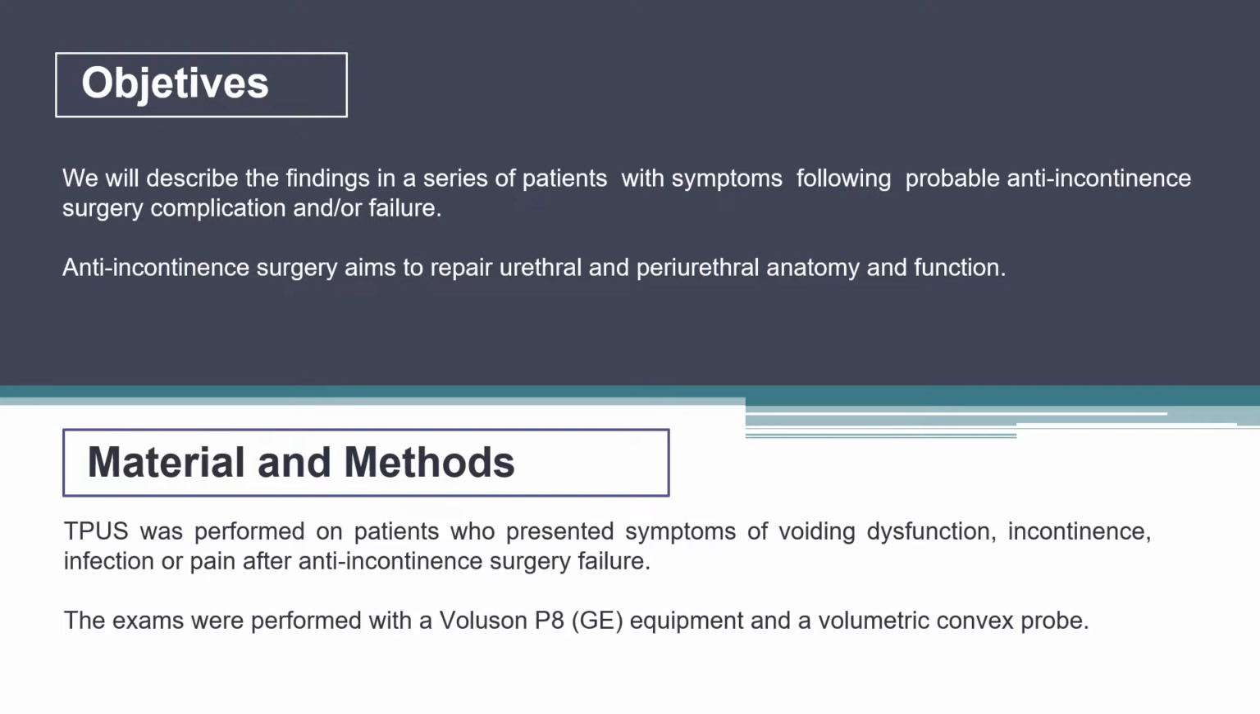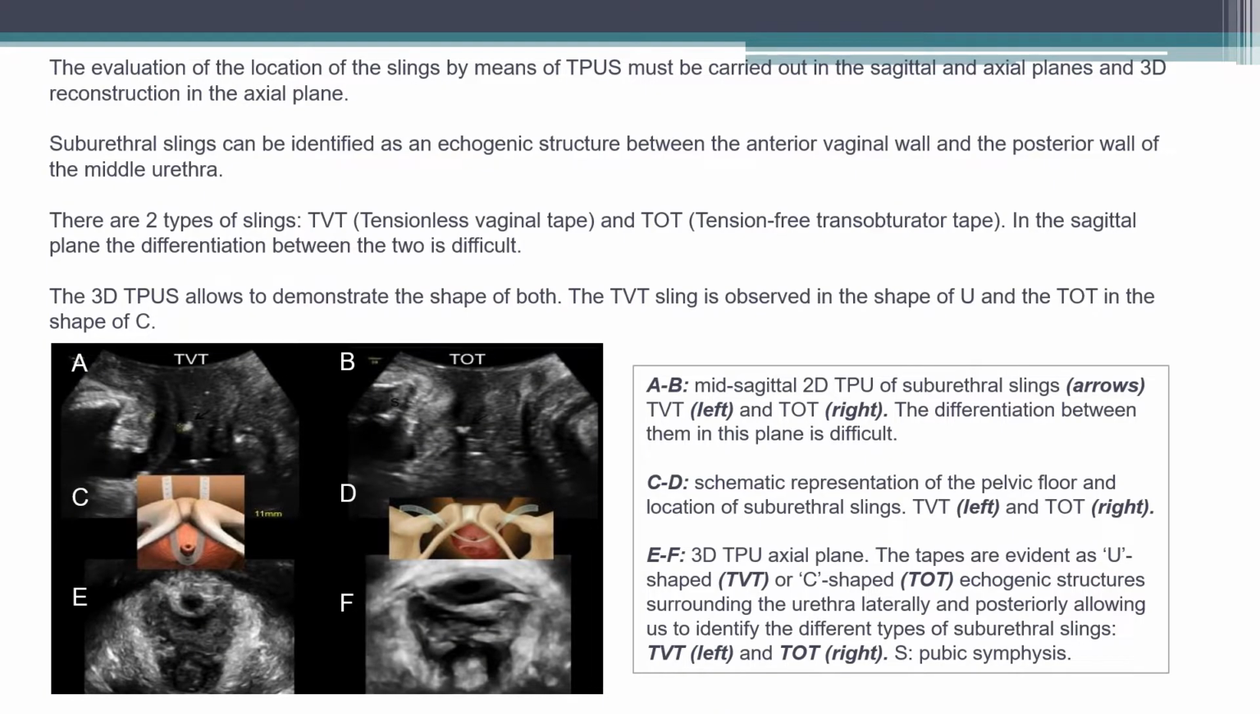Transperineal ultrasound was performed on patients who presented symptoms of voiding dysfunction, incontinence, infection, or pain after anti-incontinence surgery failure. The exams were performed with a Voluson P8 equipment and a volumetric convex probe. The evaluation of the location of the slings by means of transperineal ultrasound must be carried out in the sagittal and axial planes and 3D reconstruction in the axial plane.